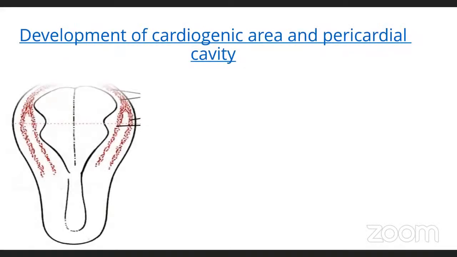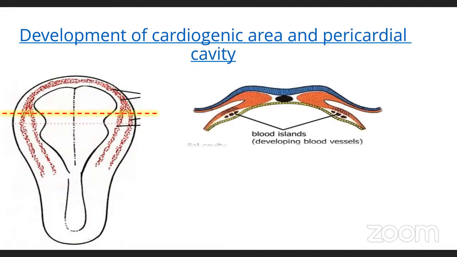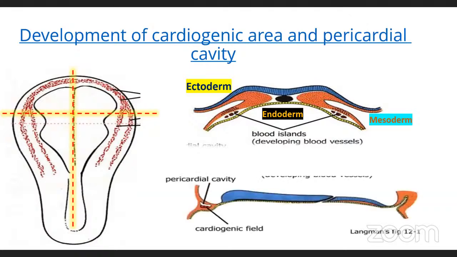Now we look at this figure in two views. We're gonna look at this cross-section view, and next we're gonna look from a sagittal section. When you look at the cross-section, after gastrulation has occurred, we will have 3 layers. This is the ectoderm, this layer is mesoderm, and this layer at the bottom is the endoderm. Particularly, the mesoderm is the layer we want to focus on. This is from the side view.